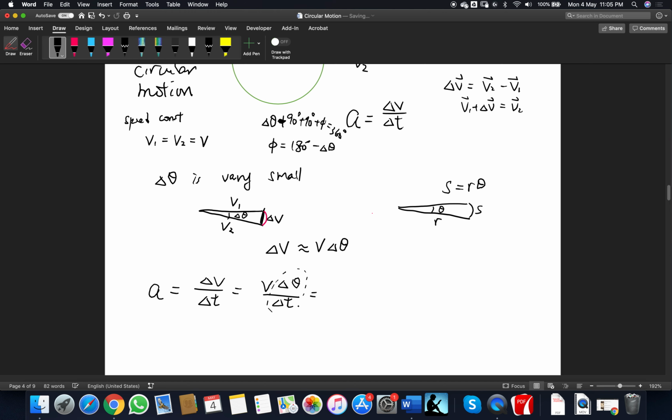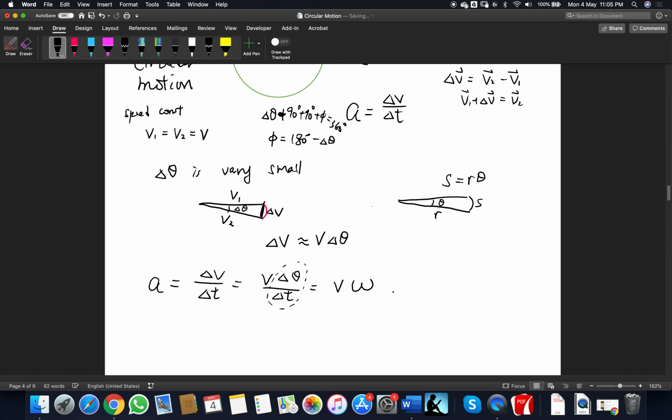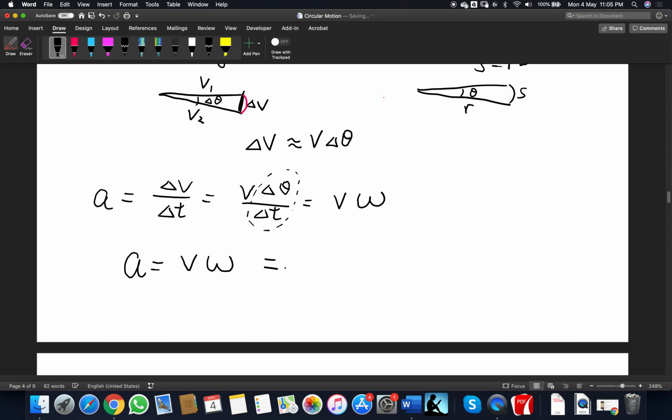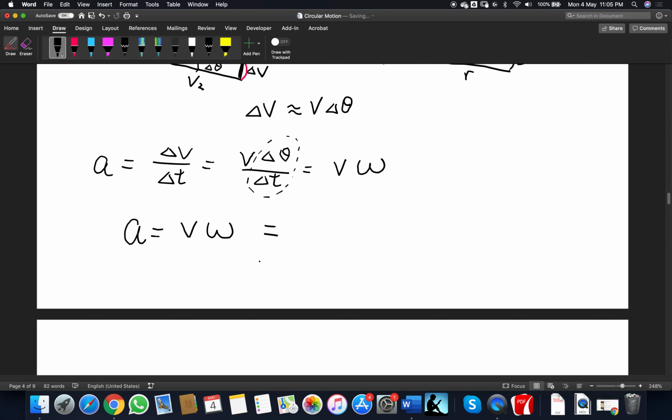For delta theta divided by delta t, we know that that is the definition of omega, angular speed. So we have this formula, a equal to V times omega. But actually, this form is not the form that we always use. Let me remind you of this formula, V equals r omega. So we can substitute the V inside the formula, and then you can get r omega squared.